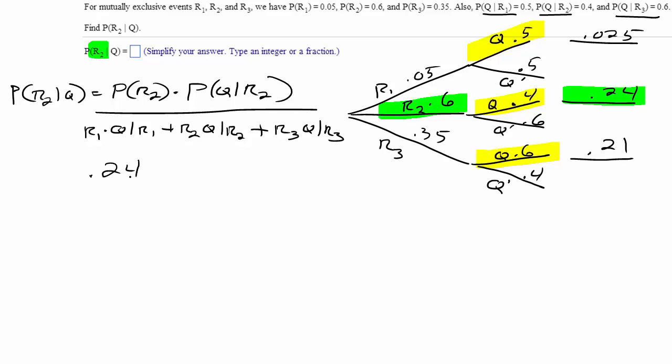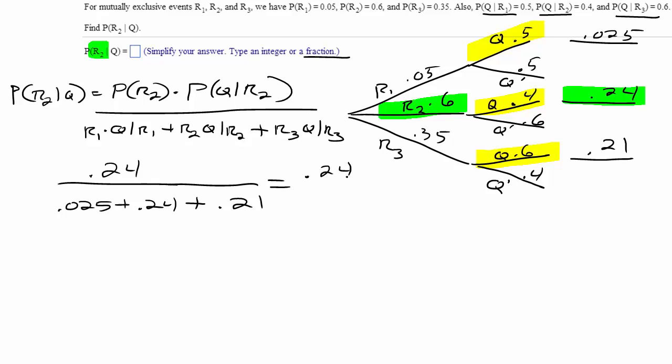So 0.24 over 0.025 plus 0.24 plus 0.21. And again, because they want it to be a fraction, we're going to have to add all this together on the bottom and get, what is that, 45, 47, so 0.475, right, 475. So now we have to multiply by 1,000, 3 times to get rid of the decimals, and you get 240 over 475. And then, of course, you have to reduce that. They're both divisible by 5, and then you go from there until you get your final answer.